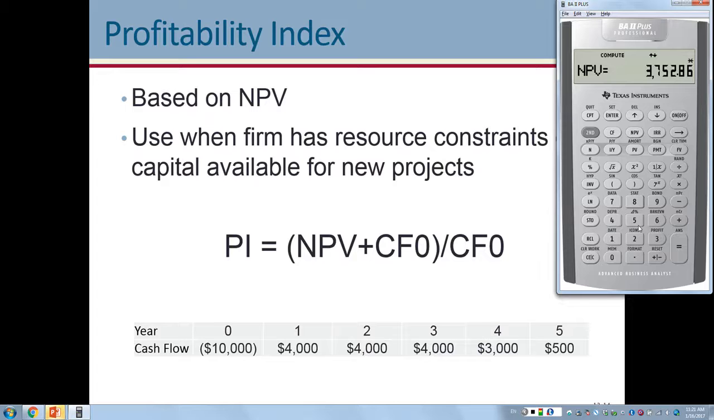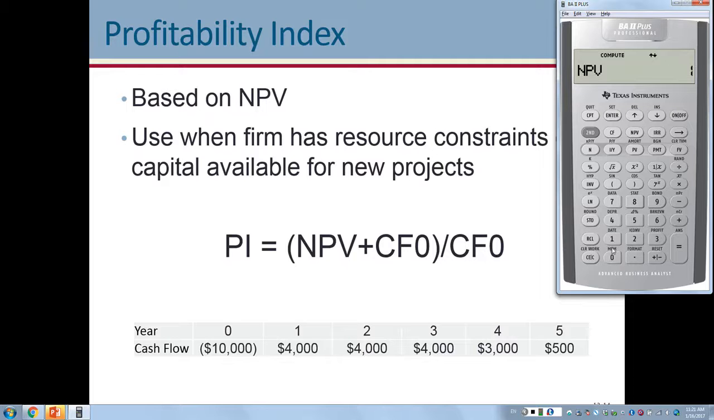Now, in order for this to work, the cash flow that we have today needs to be positive. Net present value might be negative. So what I'm trying to say is you keep the sign of net present value, you respect the sign of net present value, and you make cash flow at year 0 positive. So this plus 10,000 divided by 10,000, right?